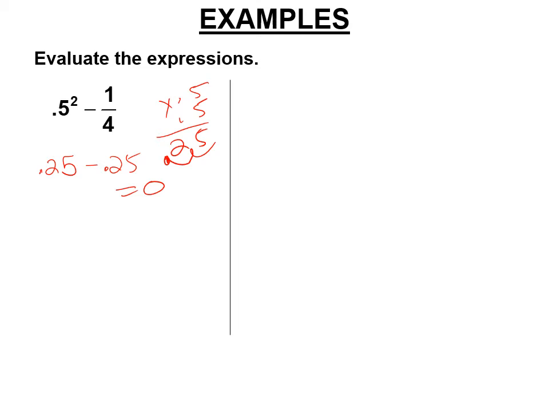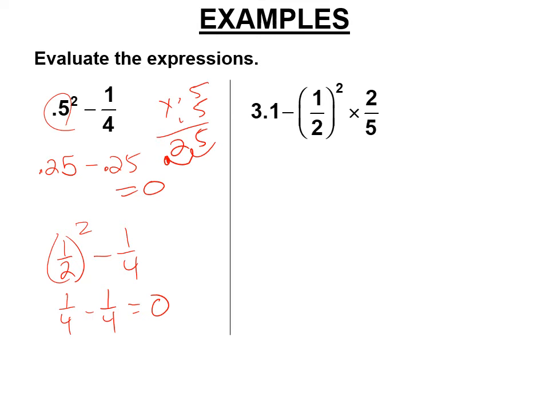Let's do it with fractions just to show that. So this is 1/2, 5/10. Now, you should have memorized that 0.5, 5/10 simplifies to 1/2. 1/2 squared minus 1/4. 1/2 times 1/2 is 1/4. Either way, you should get 0.